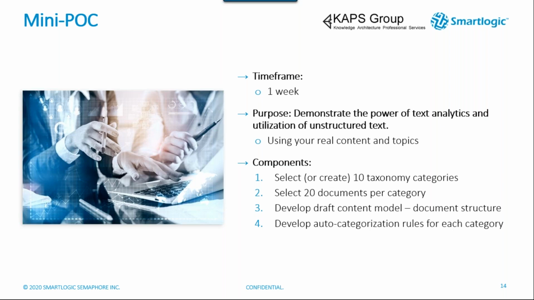The next step is to develop a draft content model based on those 20 documents, now a total of 200 documents. Sometimes they all have the same content structure model. Sometimes you've got multiple ones. So this is a very necessary first step. Then the last step is developing the auto-categorization rules. And this provides the kind of output where you're getting close to 95 to 100% accuracy in this kind of Mini POC.